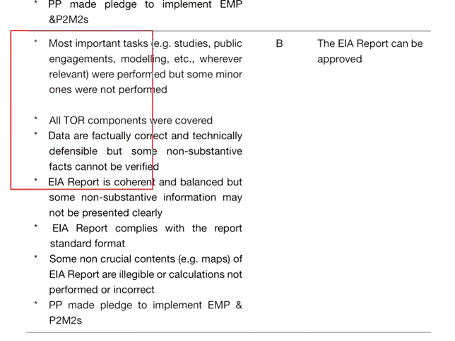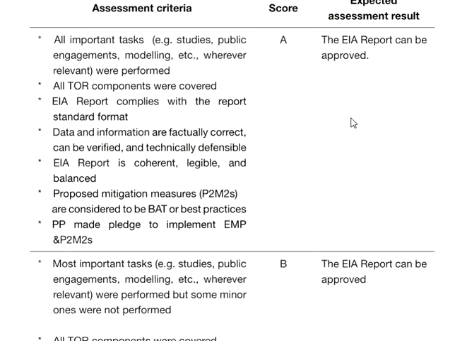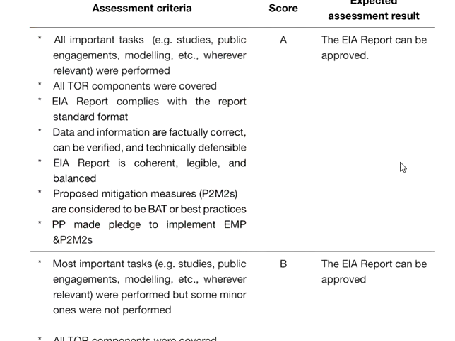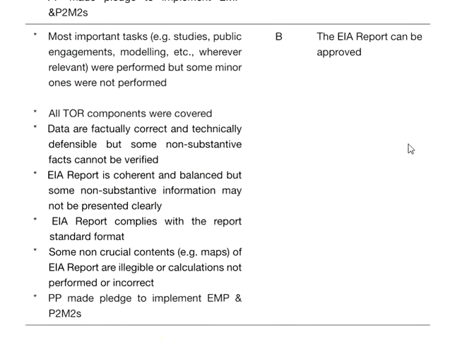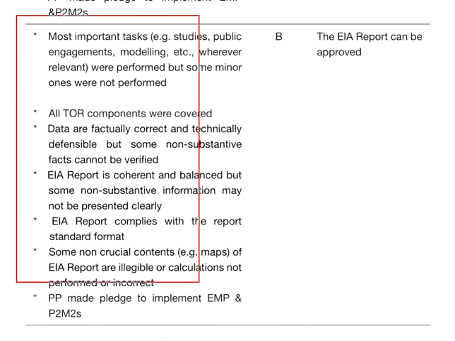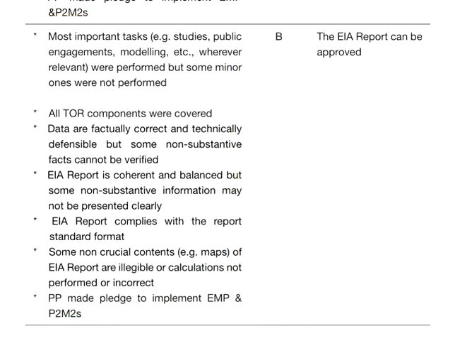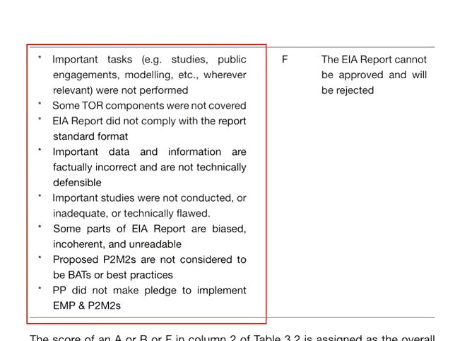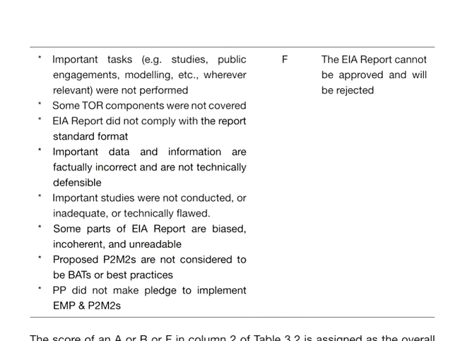Now, if you look at the statement here, the quality of the EIA report is not as good as this one. There is room for improvement. You may go through them one by one. As for the score F, these are the conditions. For example, important tasks were not performed. Some TOR components were not covered.